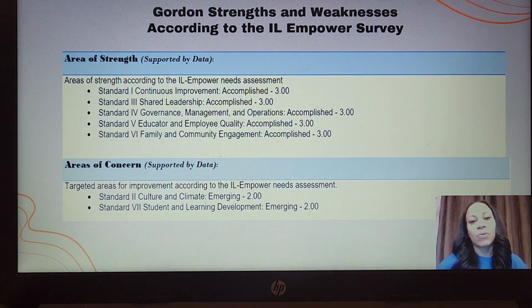And now we will look at Gordon's strengths and weaknesses according to the Illinois Empower Survey. Areas of strength include continuous improvement, shared leadership, management and operations, educator and employer quality, and family, community, and engagement. All of these areas received a score of a 3 or accomplished. Areas of concern, according to the Empower Survey, are culture and climate, and student and learning development, which received a score of 2 or emerging.